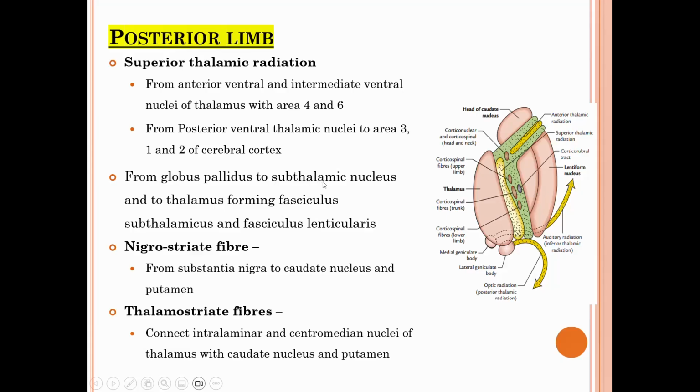Also from the globus pallidus to the subthalamic nuclei, and from the thalamus, they form the fasciculus subthalamicus and fasciculus lenticularis. There are fibers of the nigrostriate pathway, that is from the substantia nigra to the caudate nucleus and putamen. And thalamostriate fibers, from the intralaminar and centromedian nuclei of the thalamus to the caudate nucleus and putamen.